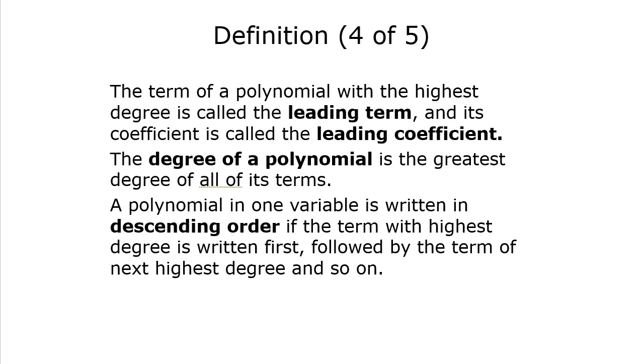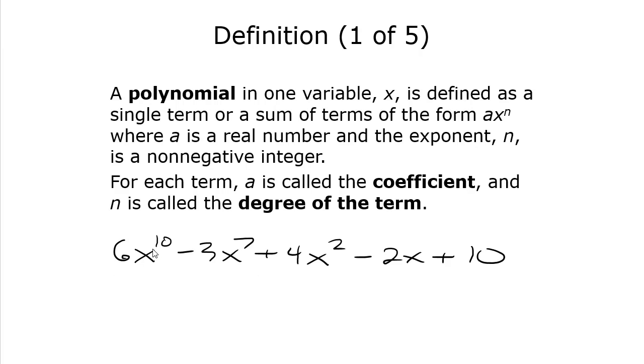Okay, we've already talked about the term of a polynomial with the highest degree is where we get the degree of the polynomial, right? So in that example where I had 6x to the 10, this is considered the leading term because we always write our polynomials with highest degree first down to lowest degree, and then of course the constant is at the end because that would be lowest degree, degree of 0.